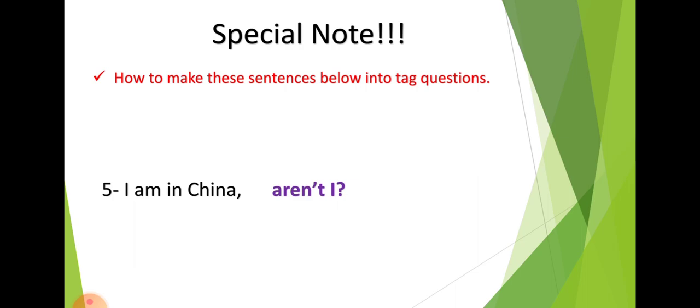Number 6: I had a coffee last night. So the main verb in this sentence is "had", and it is in the past tense. So to form the tag question we use "did", because it is in the past tense. That's why we use "didn't". And because the first sentence is positive, the tag question must be negative.